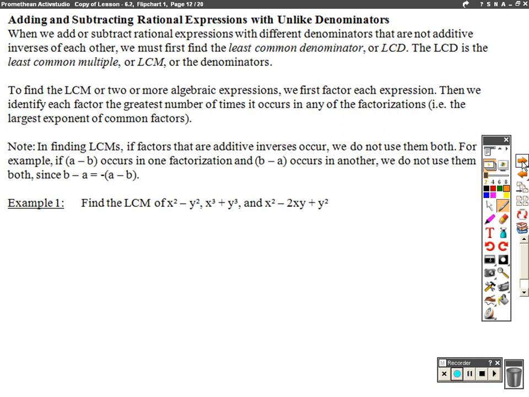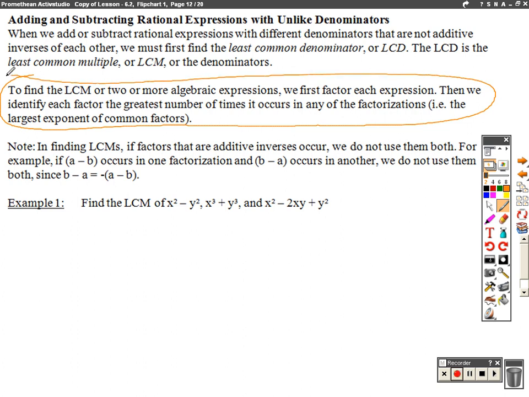And that second step is summarized right here as we read through all of this. It says to find the least common multiple of 2 or more algebraic expressions, we first factor the expression. That's why step 1 says to factor the denominators. And then we look at the factored form. We identify each factor the greatest number of times that it occurs in any of the factorizations, which is basically just saying the largest exponent that we see for any common factors.